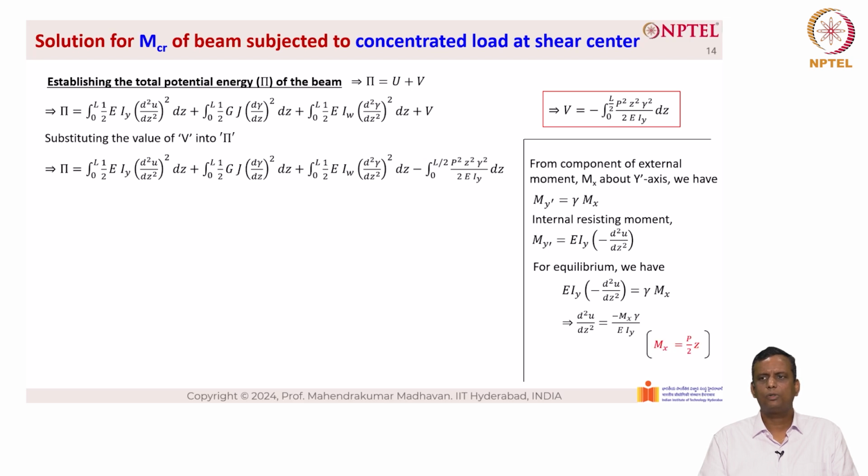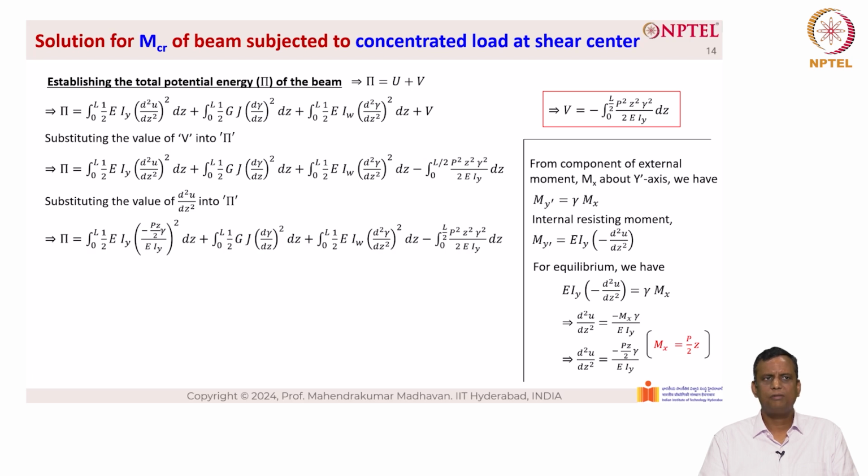We also know that Mx equal to P by 2 into z from the previous slide. So we have d square u by dz square equal to minus Pz by 2 into gamma divided by EIy. Now we can substitute this value in the first term given here in the pi equation. So when we substitute that, we have pi equal to integral 0 to L of half into EIy into minus Pz by 2 into gamma divided by EIy, the whole square, into dz. So we are basically substituting minus Pz by 2 into gamma divided by EIy instead of d square u by dz square. The remaining terms remain the same.